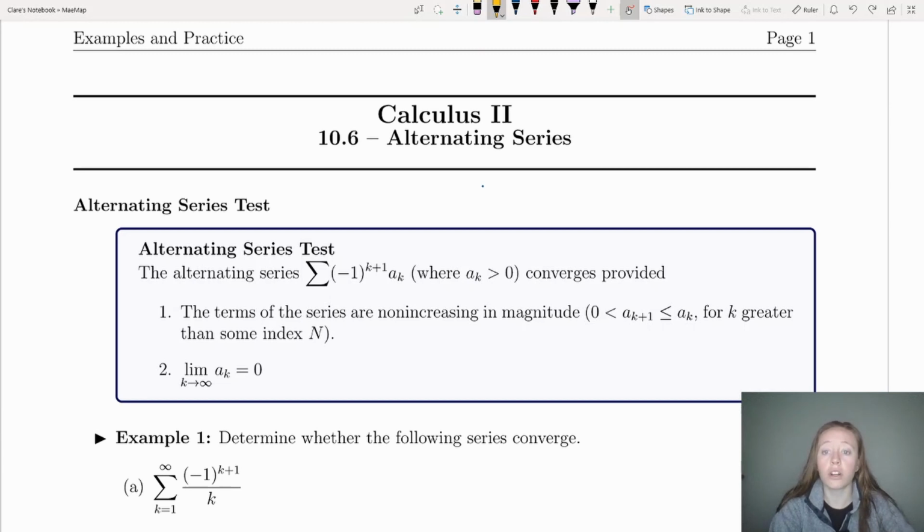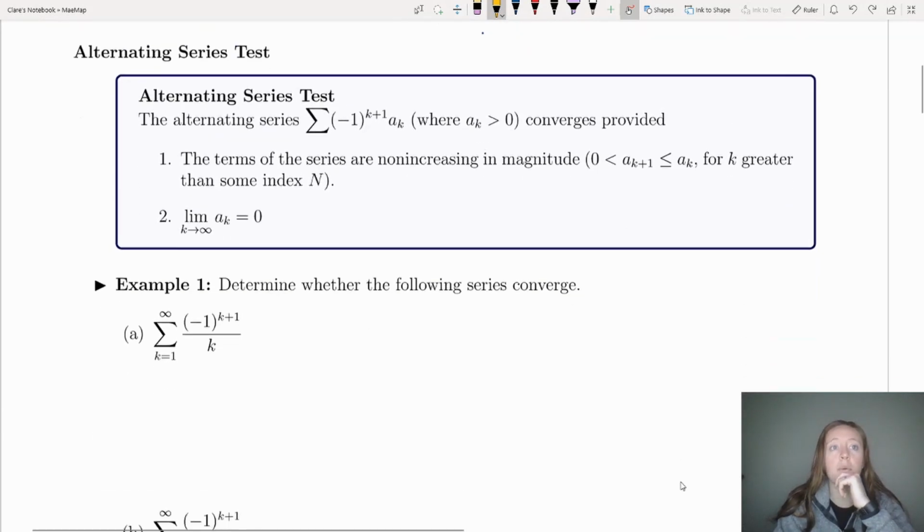In order to do the alternating series test, there's two things we need to confirm. One, that the terms are non-increasing in magnitude, meaning that a sub k plus 1 is less than or equal to a sub k. And secondly, we need to show that the limit of a sub k as k approaches infinity equals 0. That a sub k is like taking the absolute value of this series, what's still left within. So let's go over number 1, example 1, part A.